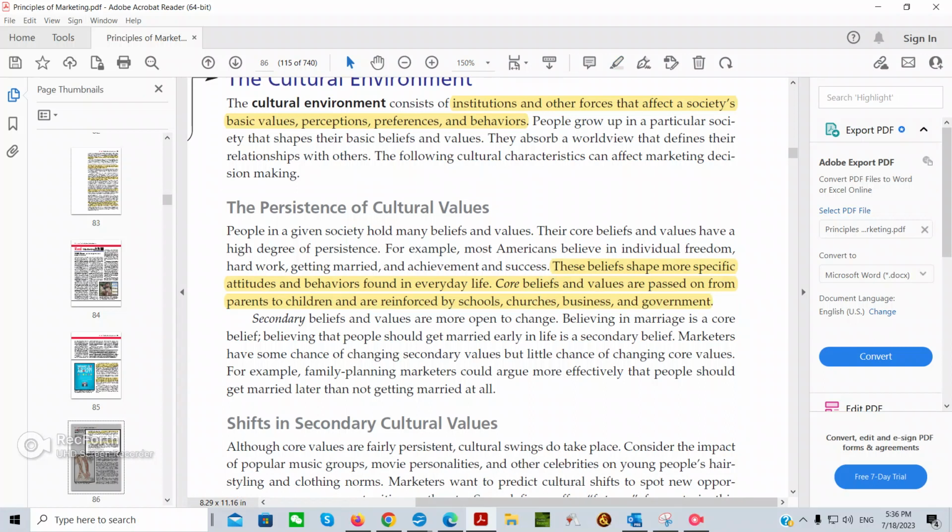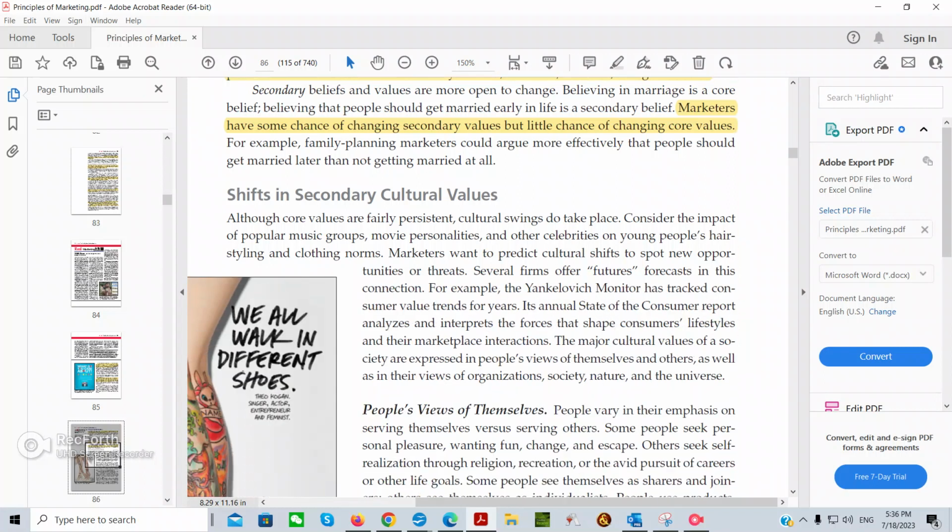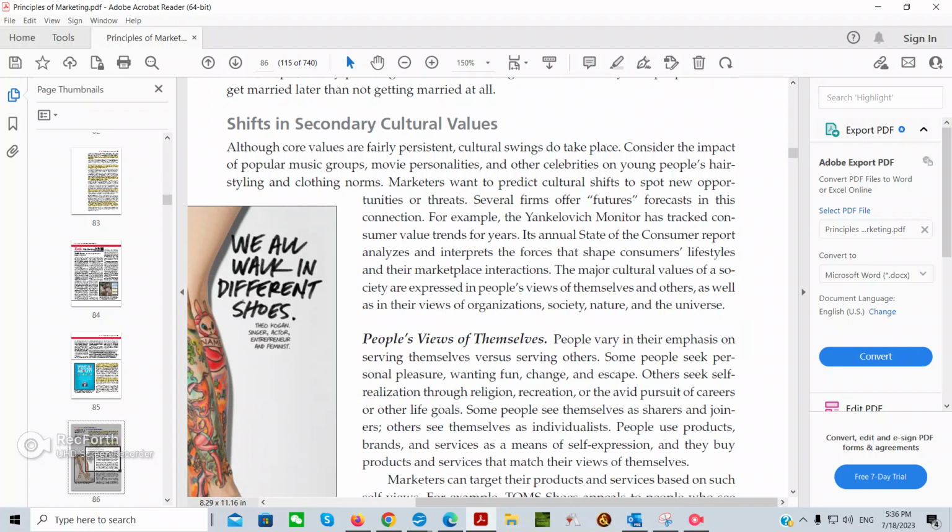Secondary beliefs and values are more open to change. Believing in marriage is a core belief. Believing that people should be married early in life is a secondary belief. Marketers have some chance of changing secondary values, but little chance of changing core values. For example, family planning marketers could argue more effectively that people should get married later than not getting married at all.